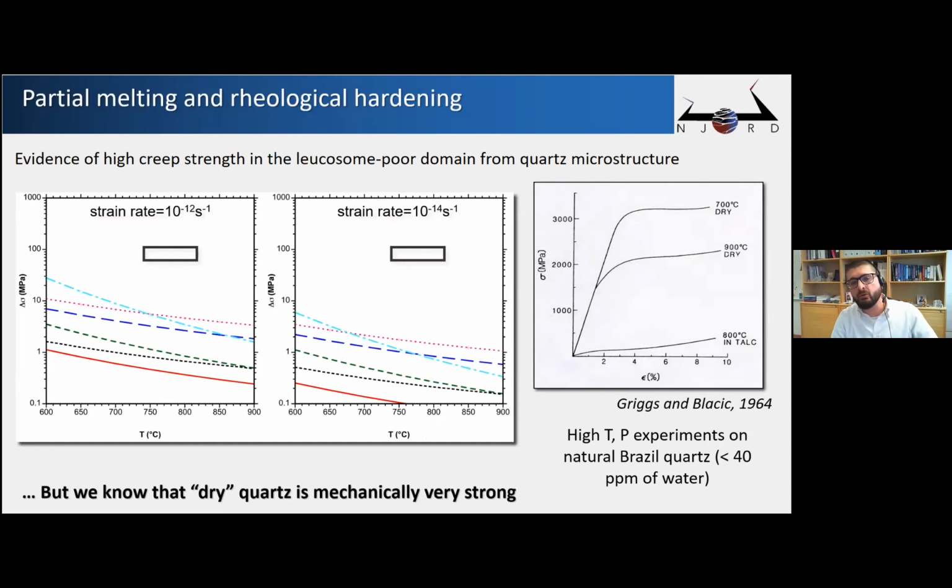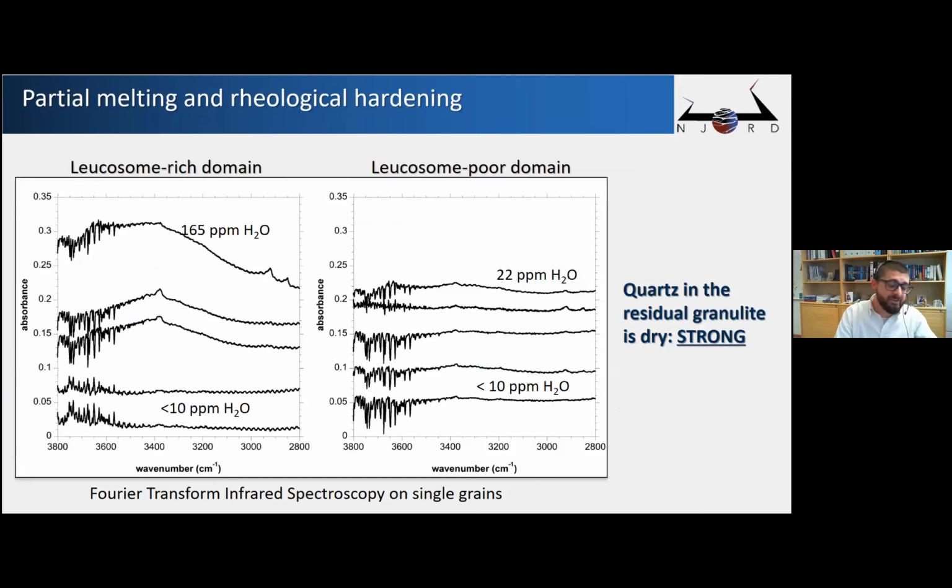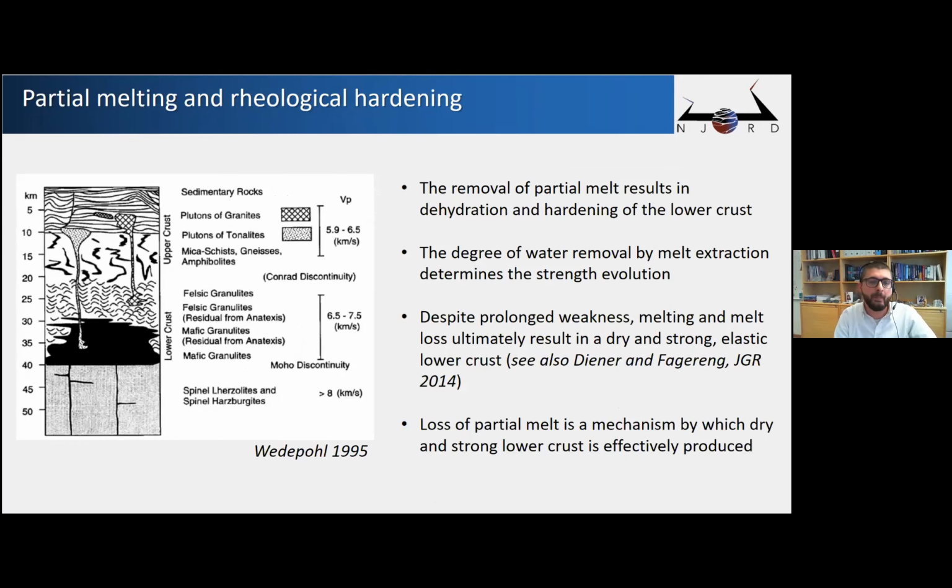But we know that dry quartz is mechanically strong. We know it from the 60s, where Griggs and Blacic deformed dry quartz and found out that the yield strength was very, very high. So then we measured the intracrystalline water content of our quartz grains, and this is in fact quite dry. Let's say comparable to the dry conditions of the Brazilian quartz used in the experiments. So quartz in the residual granulites is dry and therefore it is strong.